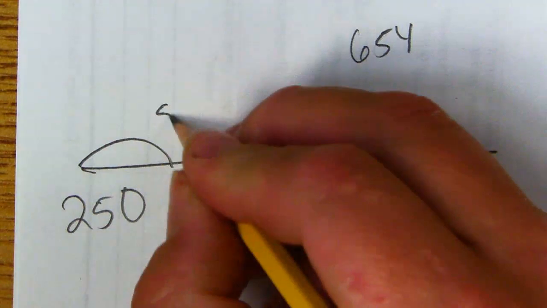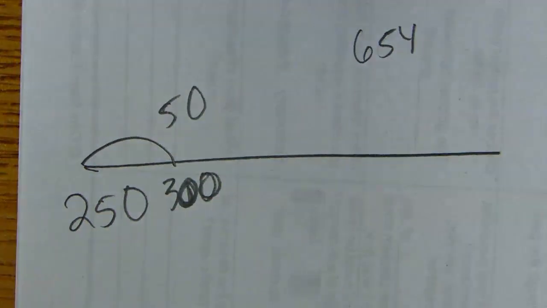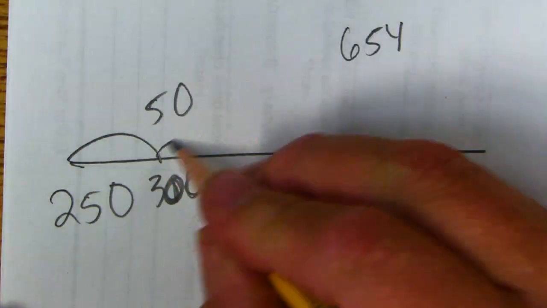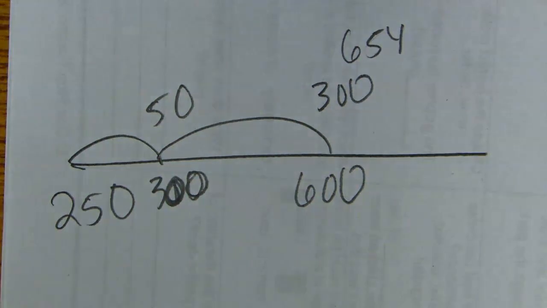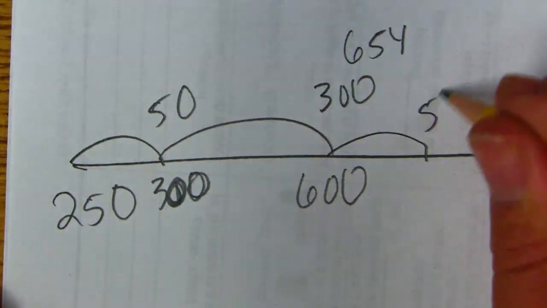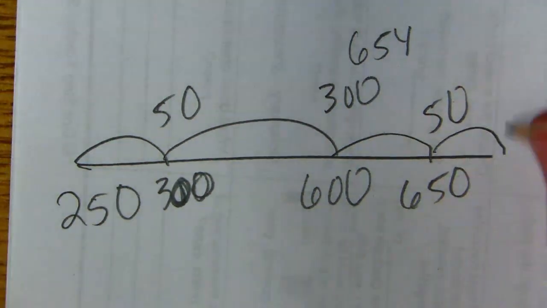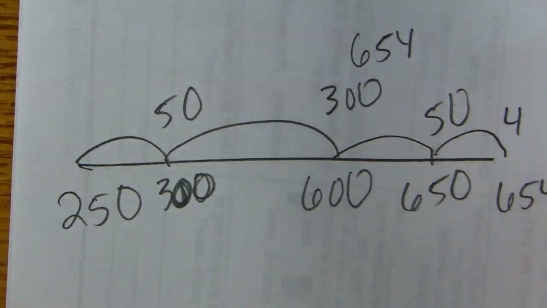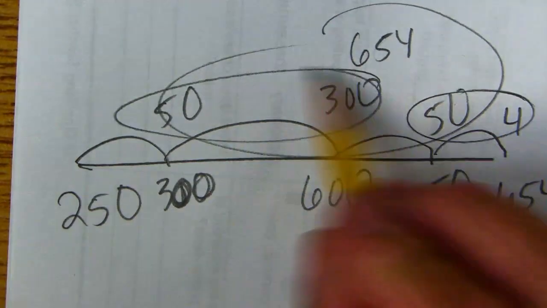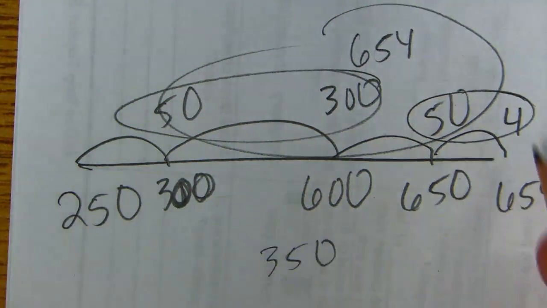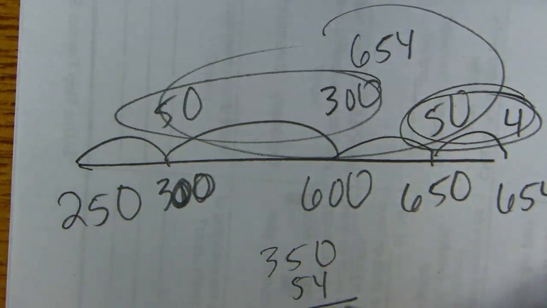Okay, I'm going to add 50 because that takes me to a nice friendly number like 300. Now I can add 300 because that takes me to 600. Now I can add 50. That takes me to 650. Now I can add 4, 6, 54. Now we just have to add up our jumps. 300 and 50 are 350 plus 54, 404.